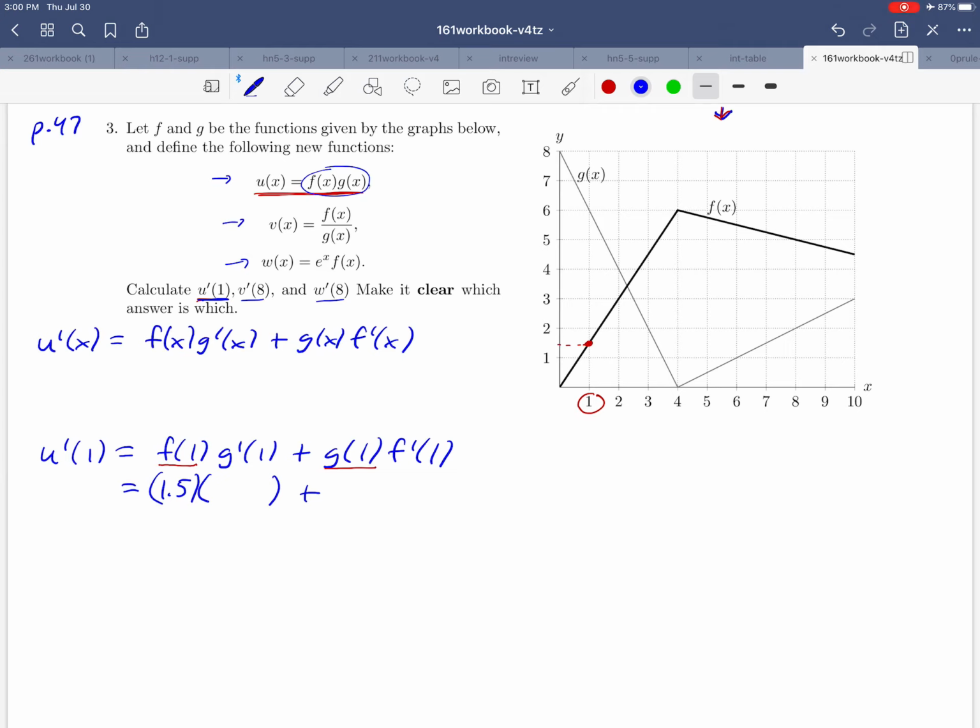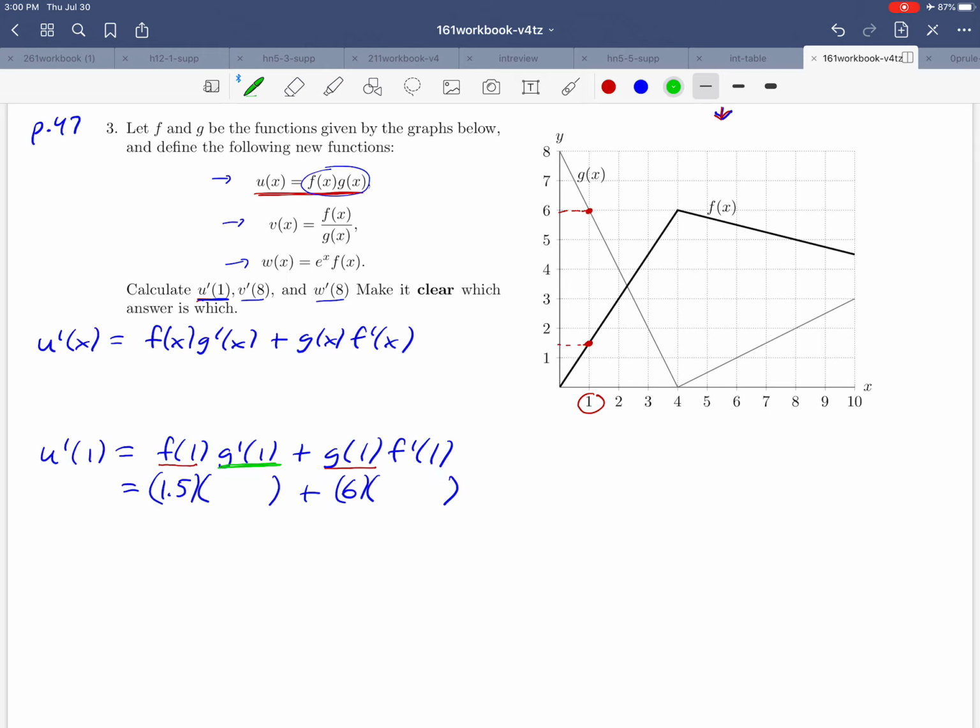And what about g of 1? Well, same idea. We're going to go to our function g. Notice that the y value there is 6. Okay, so we're going to get 6 times f prime of 1, which we'll fill in a minute. Okay, and now we come to the last two pieces. What about g prime of 1? What is the geometric meaning of that?